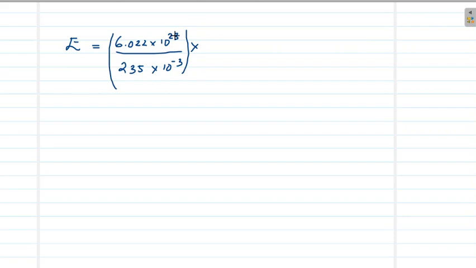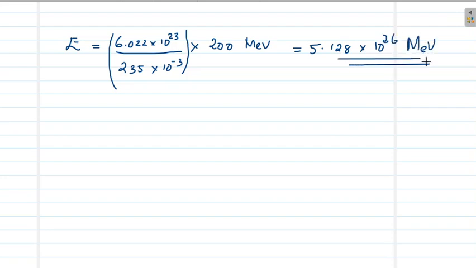So the total energy released in the fission of 1 kilogram of uranium is 6.022 into 10 raised to 23 divided by 235 into 10 raised to minus 3, which is the number of atoms in 1 kilogram of uranium, multiplied by 200 MeV, which is the energy released in each fission. You can get a value of 5.128 into 10 raised to 26 MeV. So this is a very large value. This much energy is released if 1 kilogram of uranium undergoes fission.